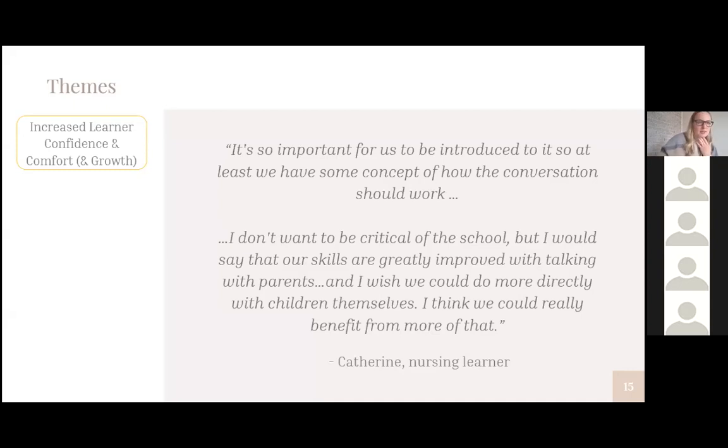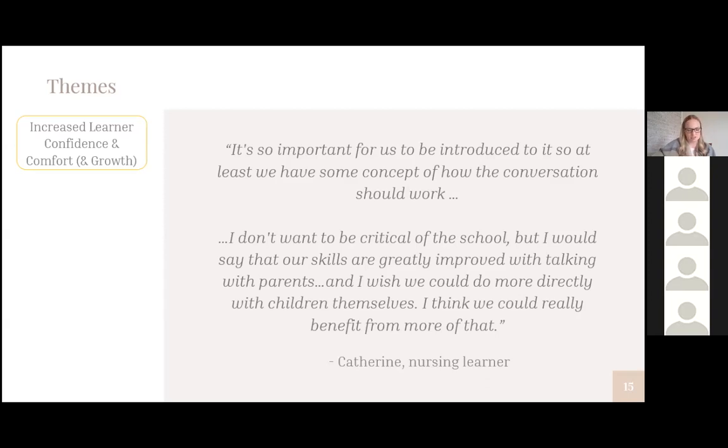The next theme that emerged was increased learner confidence and comfort and ultimately growth, which again wasn't too shocking from what was available in the literature as well as my own personal observations. You watch learners come in who have very little exposure to children or pediatrics. As they're entering these simulations, they're quite nervous and anxious. And when they're leaving, you can almost feel the weight off their shoulders. They look more confident, more comfortable, and they have a set approach, as Beth mentioned, that they're able to go out into clinical and community practice with.